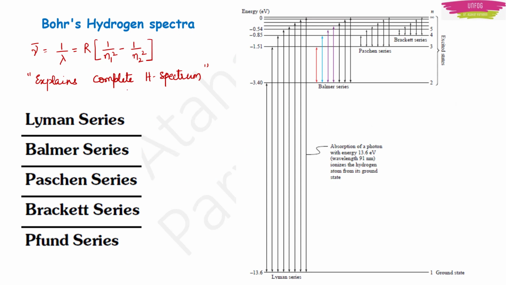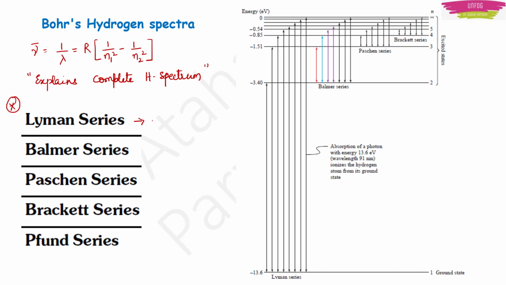Now this is the general expression for wavelength or wave number, right? So this will explain completely everything about the hydrogen spectrum. In the hydrogen spectrum, there are a few important radiations: Lyman series, Balmer series, Paschen series, Brackett series and Pfund series. Lyman series means all wavelengths which are emitted when an electron jumps from an outer orbit to the first orbit, that is, from an outer orbit to the K orbit. That falls in the Lyman series.